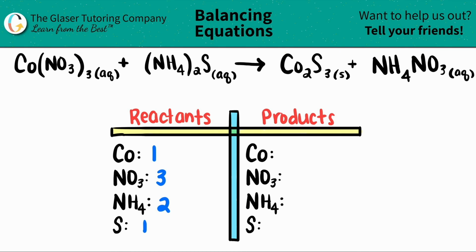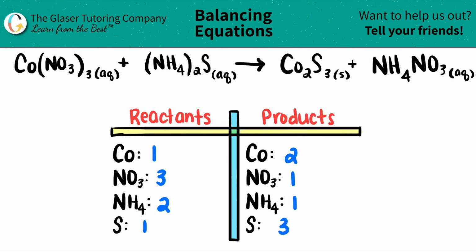Let's do the product side now. The cobalt, Co, there's a 2 here, so that means I have 2 cobalts. For the sulfur, I now have a 3 here, so that means I have 3 sulfur. For the ammonium, which is NH4, I have only 1 because I don't see any parentheses like I did before. If you have multiple polyatomics, you will see parentheses. And the same goes for the nitrate. I don't see parentheses, so that means I just have 1 nitrate.